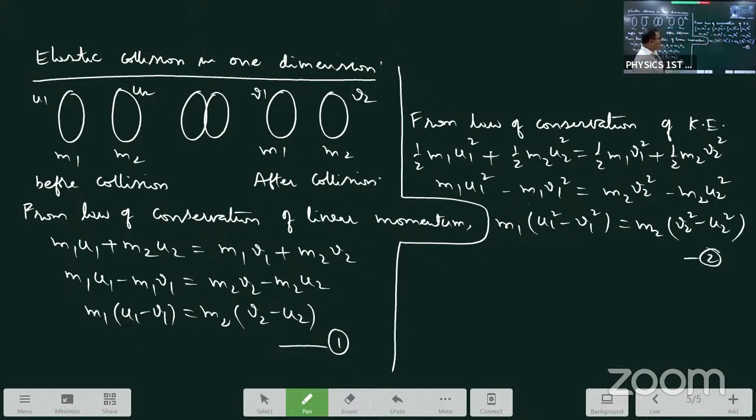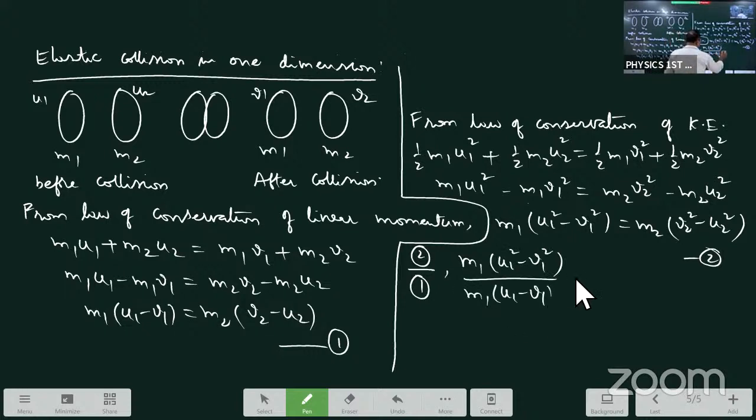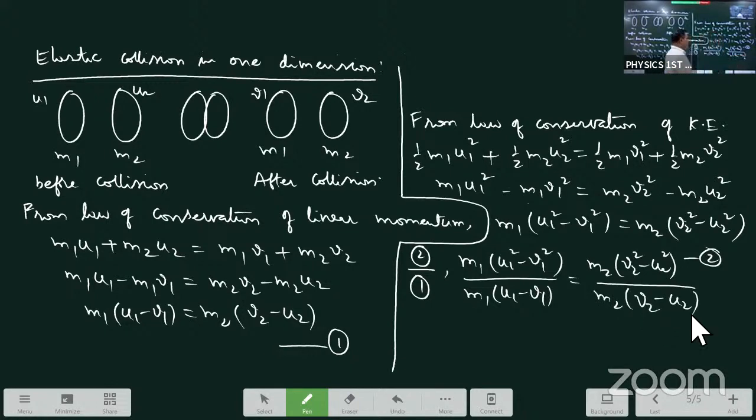Now you take the division of equation 2 by 1. That is m1 into u1 square minus v1 square, by m1 into u1 minus v1, is equal to m2 into v2 square minus u2 square, by m2 into v2 minus u2. Again m1 and m2 cancel.